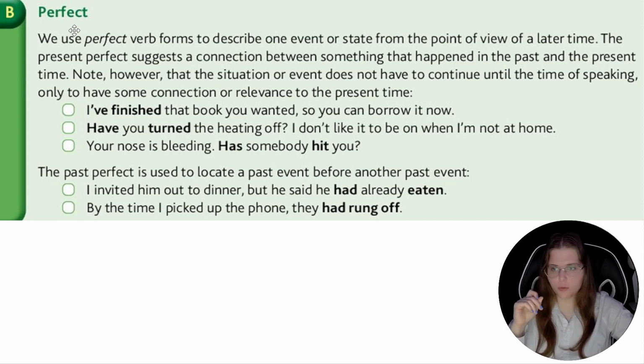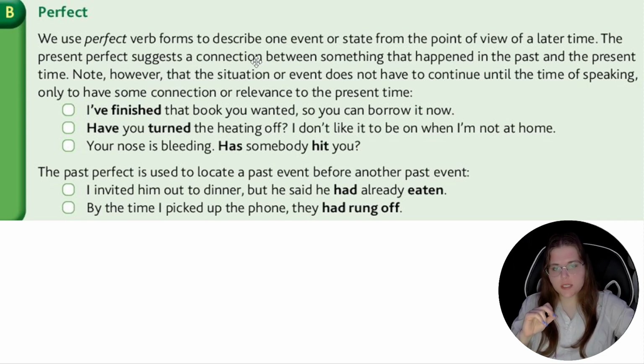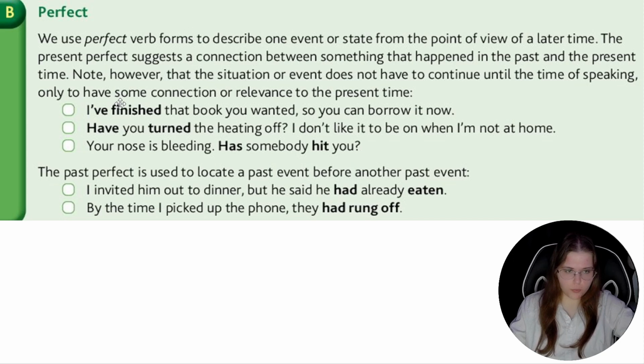Emmy. Then perfect. We use perfect verb forms to describe one event or state from the point of view of a later time. The present perfect suggests a connection between something that happened in the past and the present time. Note, however, that the situation or event does not have to continue until the time of speaking, only to have some connection or relevance to the present time. I've finished that book you wanted, so you can borrow it now. The result of this action is important right now. It doesn't matter for us when exactly he finished this book.